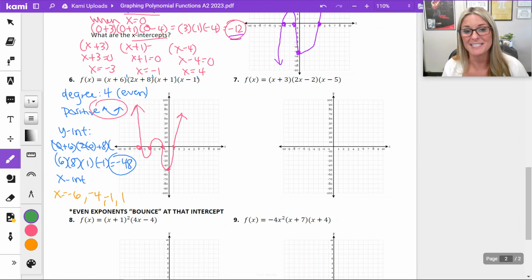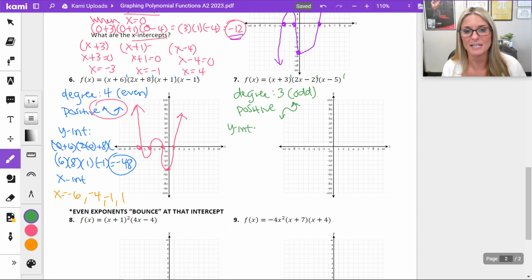Number 7, what is the degree for number 7? We've got 1, 2, 3 understood 1 exponents there, so we have an odd degree polynomial. It is positive. So just like our original example, we've got arrows going opposite directions, but up from left to right because it's positive.